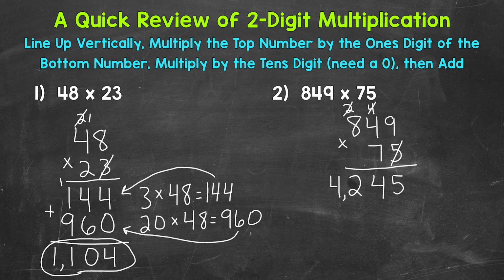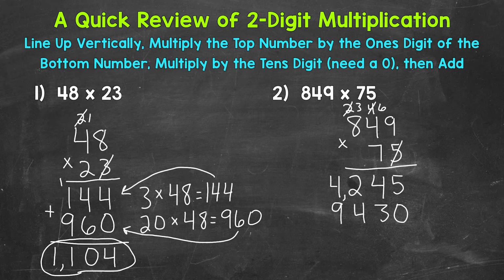So now we're going to move over to the tens place of that bottom number and multiply that by the top number. So we have a 7 in the tens place. Now again, we're in the tens place here, so that has a value of 70. So we need our 0. Now we can multiply. We'll start with 7 times 9, which is 63. Carry that 6. 7 times 4 is 28, plus 6 is 34. Put our 4, carry the 3. And now we have 7 times 8, which is 56, plus that 3 is 59.